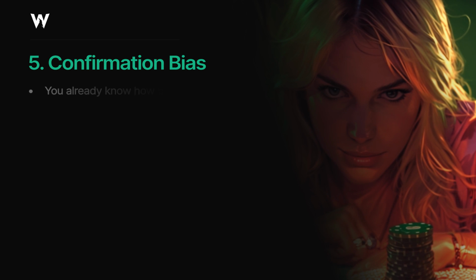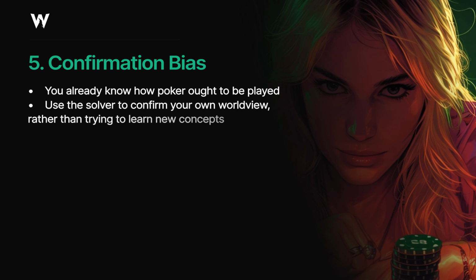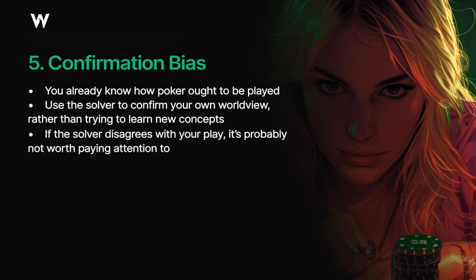Tip number 5 is confirmation bias. You already know how poker ought to be played. There's nothing left for you to learn. You should use the solver to confirm your own worldview rather than trying to learn new concepts. And hey, you know what? If the solver disagrees with your play, it's probably not worth paying attention to. Make sure that you use the solver exclusively to feed your ego rather than try and learn new concepts.